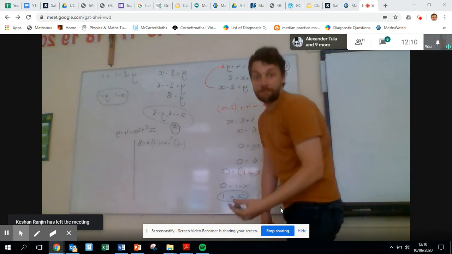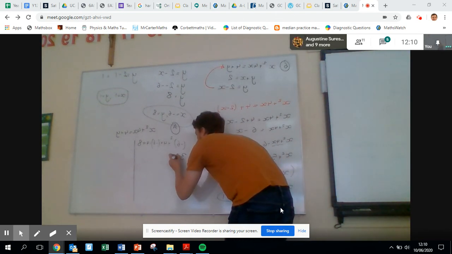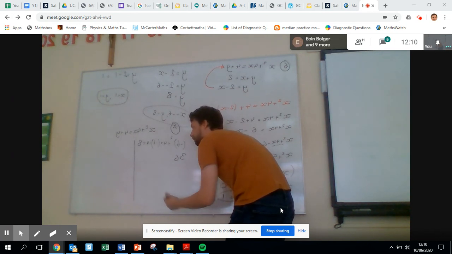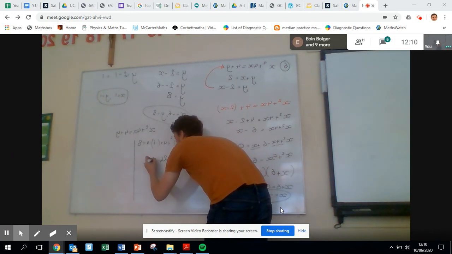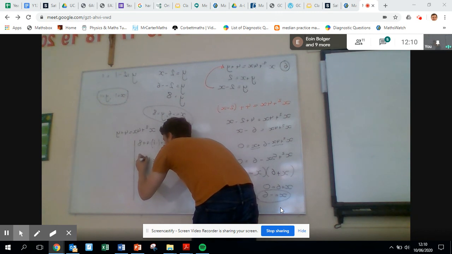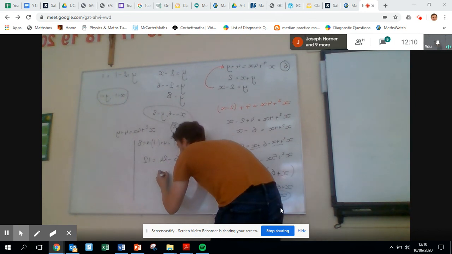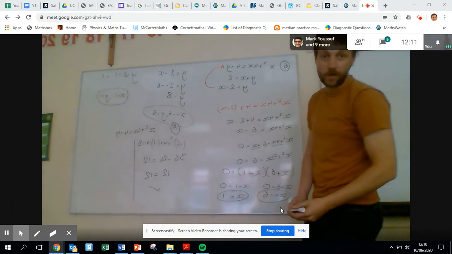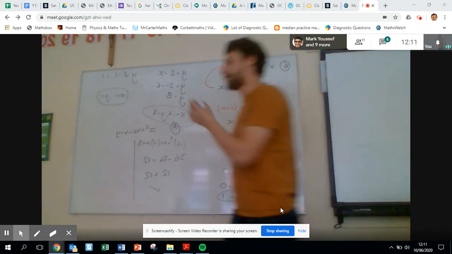Minus 6 squared is positive 36. 4 times minus 6 is negative 24. 4 plus 8 is 12. 36 minus 24 is 12. 12 equals 12. We are happy that solution set A works. Let's now check the solution set B works too.